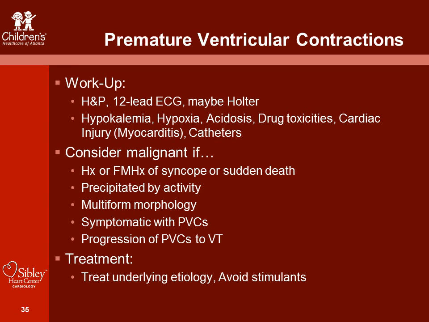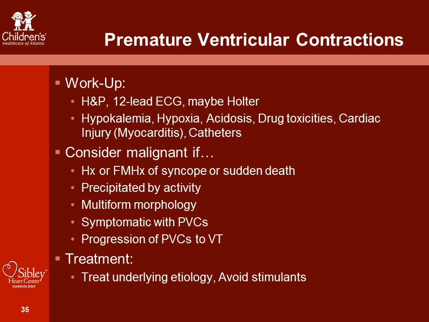So the workup for PVCs, if indicated, again, is a history and physical to see if they are symptomatic or not. You can do a 12-lead EKG, maybe even a Holter to determine what we call the arrhythmia burden, or the number of PVCs over a given time period. Again, if there are any other etiologies found, such as electrolyte abnormalities, metabolic disturbances, toxicities of various drugs, or if the patient is suffering from cardiac injury, such as that seen in myocarditis, or from direct cardiac trauma from an indwelling catheter, these can all be etiologies and must be addressed individually.